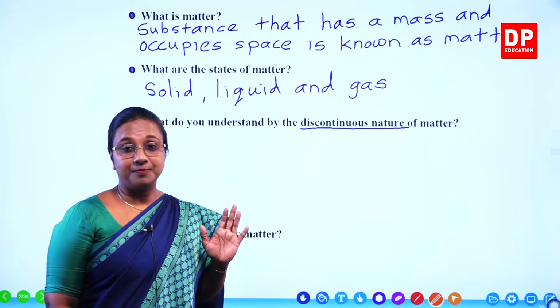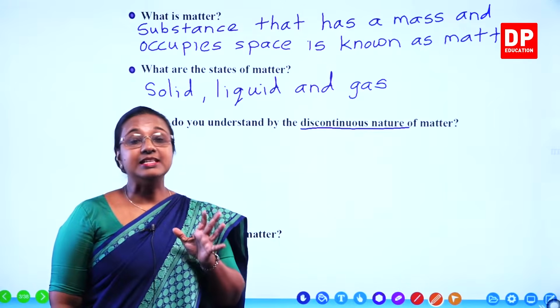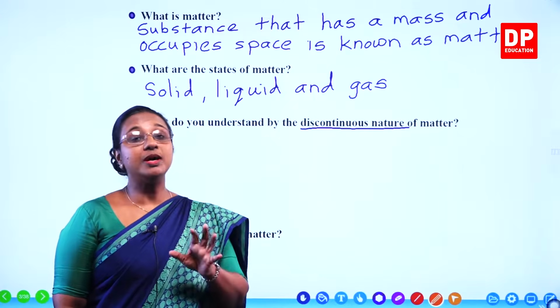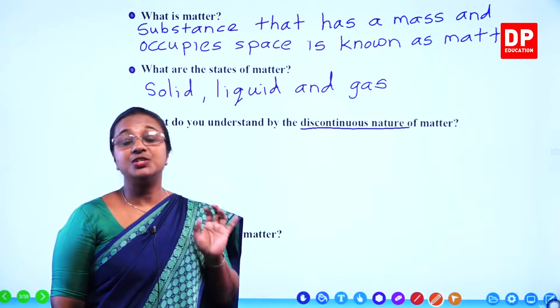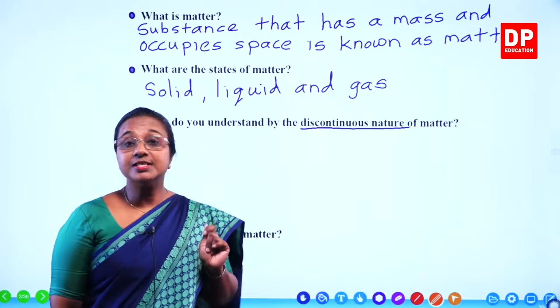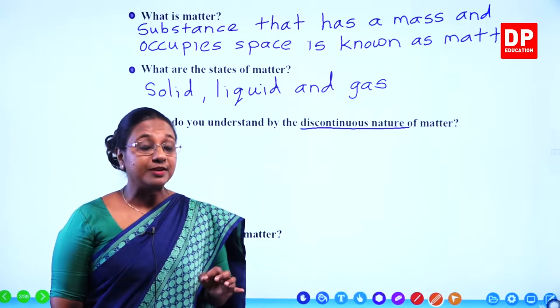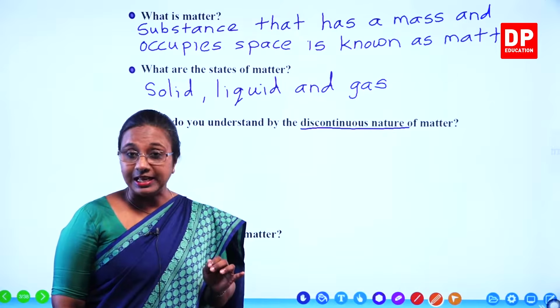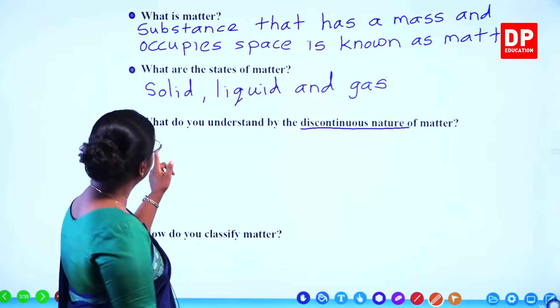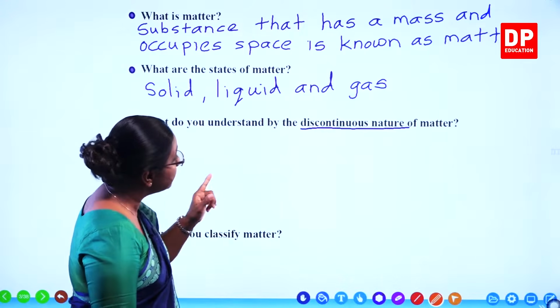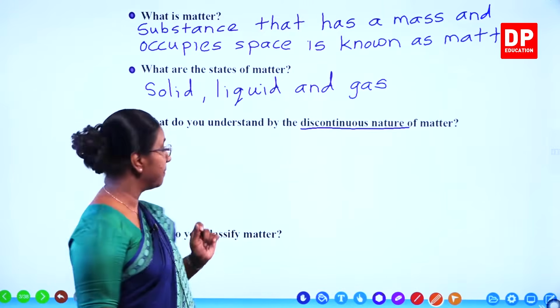So, what is that? Matter existing as constituent particles with spaces among them is known as the discontinuous nature of matter, or what we call as particulate nature of matter. So, that is what we have to write here. What do you understand by the discontinuous nature of matter?